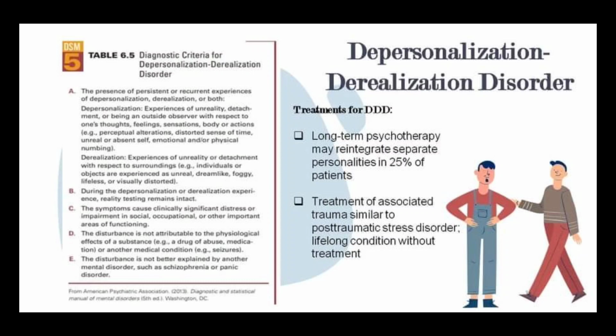The third criterion is that the symptoms cause clinically significant distress or impairment in social, occupational, or other important areas of functioning. The disturbance is not attributable to the physiological effects of a substance or another medical condition. And lastly, the disturbance is not better explained by another mental disorder such as schizophrenia or panic disorder.